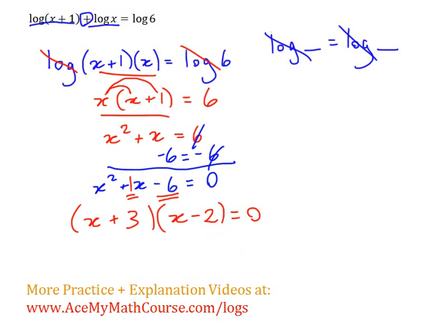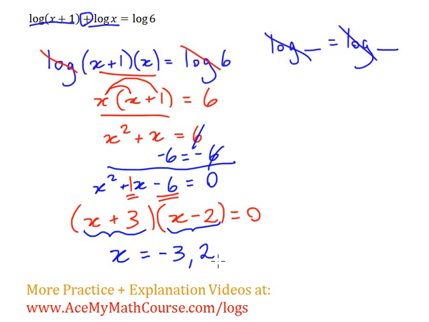Great. So now, what is x equal to? Because of the x plus 3, we're going to get a negative 3. Why is that? Negative 3 plus 3 is 0, and we want to get a 0. Over here, x minus 2 is equal to 0, so we're going to have a 2, because 2 minus 2 is 0, and that's what I wanted. So x is equal to negative 3 and 2.